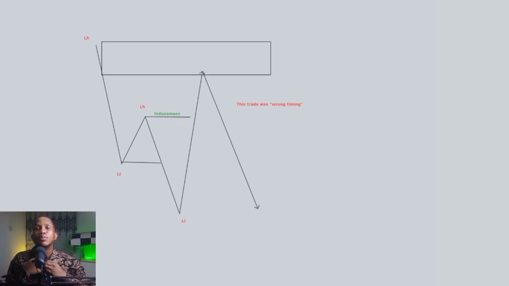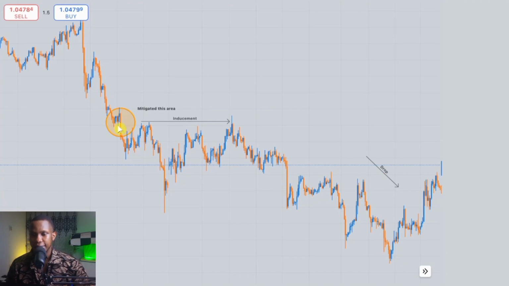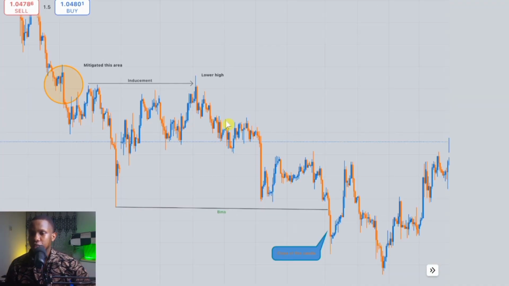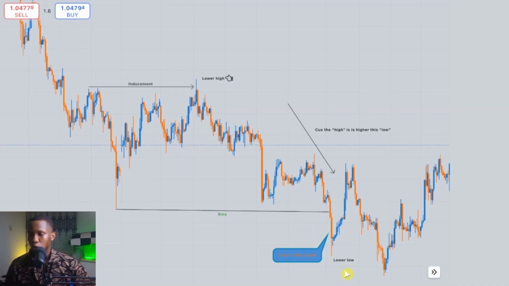When I teach inducement in my academy, I tell them to picture inducement as a professional magician. They use one hand to distract you, but the main trick happens in the other hand. After this inducement, price action used the wick to mitigate this area of interest before this drop right here. After it dropped, it broke this range with a full candle close, giving us a break of market structure. Here can be our lower high, and here our lower low, because this high is higher than this low.